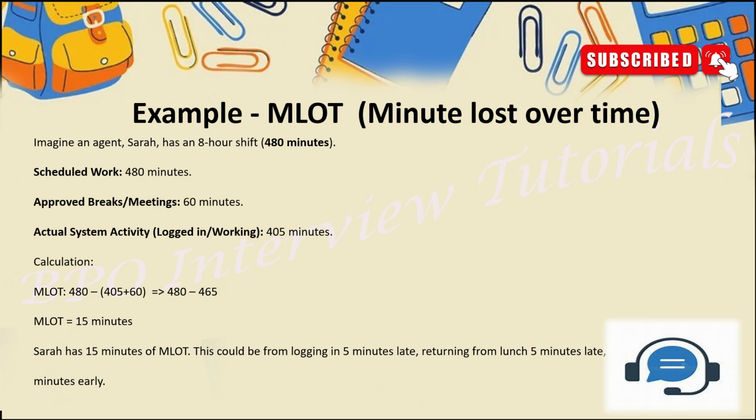Now let's calculate the MLOT. What is the scheduled work? 480 minutes minus 405, the actual system time, plus the exception break 60, which is equivalent to 480 minus 465, that is 15 minutes. So Sarah has 15 minutes of MLOT. That could be logging in 5 minutes late, returning from lunch break 5 minutes late, and logging out 5 minutes early. If she had done any such activity, there is an MLOT for her.